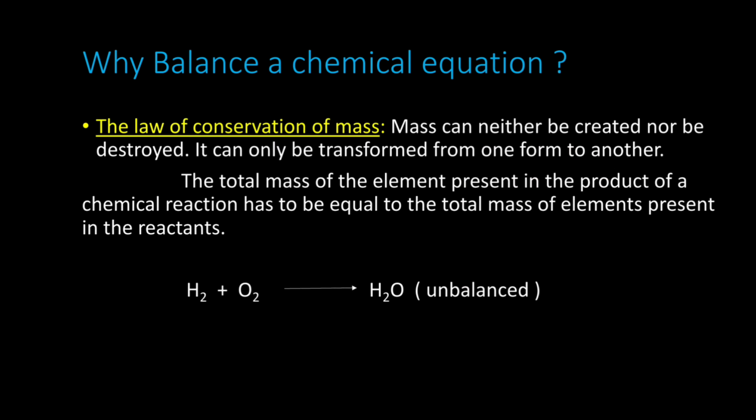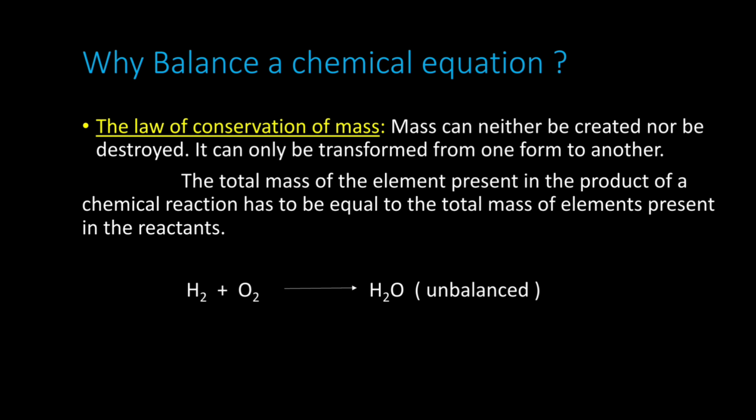That is the law of conservation of mass. Mass can neither be created nor be destroyed. It can only be transformed from one form to another. You have all studied the law of conservation of mass in your previous classes, I guess, in 9th class. How many atoms of hydrogen or oxygen are present on the reactant side should be present on the product side. There should not be any loss of any atoms, because mass or matter can neither be created nor be destroyed. They only undergo some rearrangement to give you some new product, right?